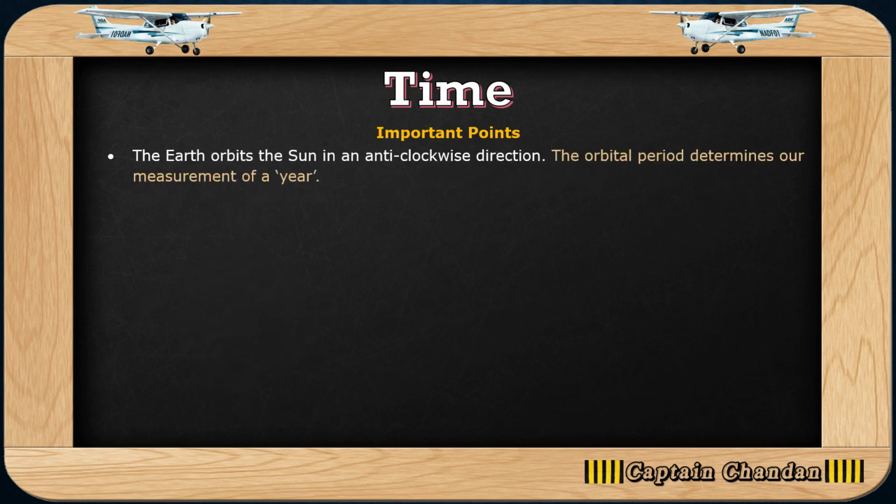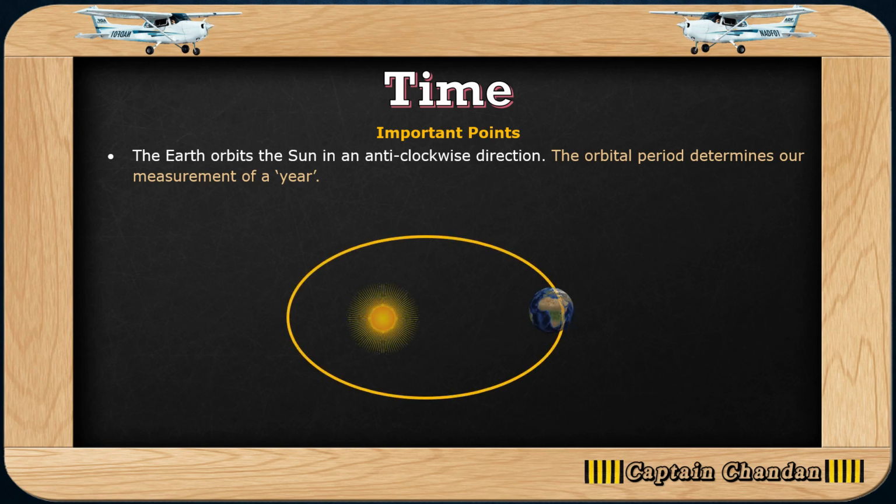The second important point: the Earth orbits the Sun in an anti-clockwise direction. The orbital period determines our measurement of a year. As you can see, if you view from anywhere, the Earth rotates in an anti-clockwise direction around the Sun. The orbital period determines our measurement of a year, approximately 365 days. It completes one orbit.